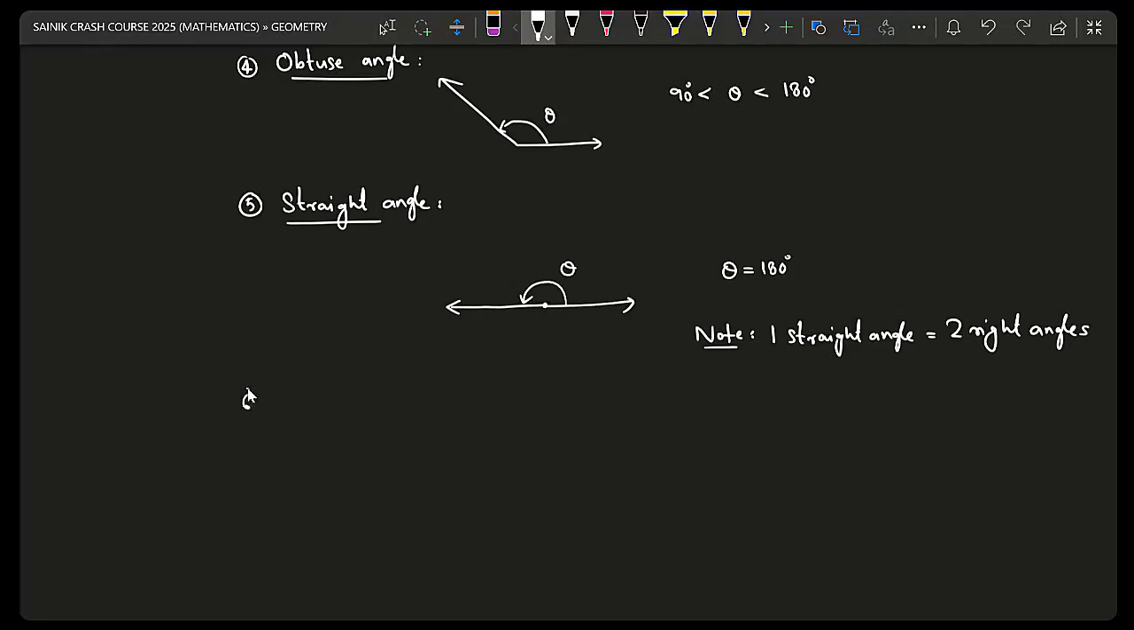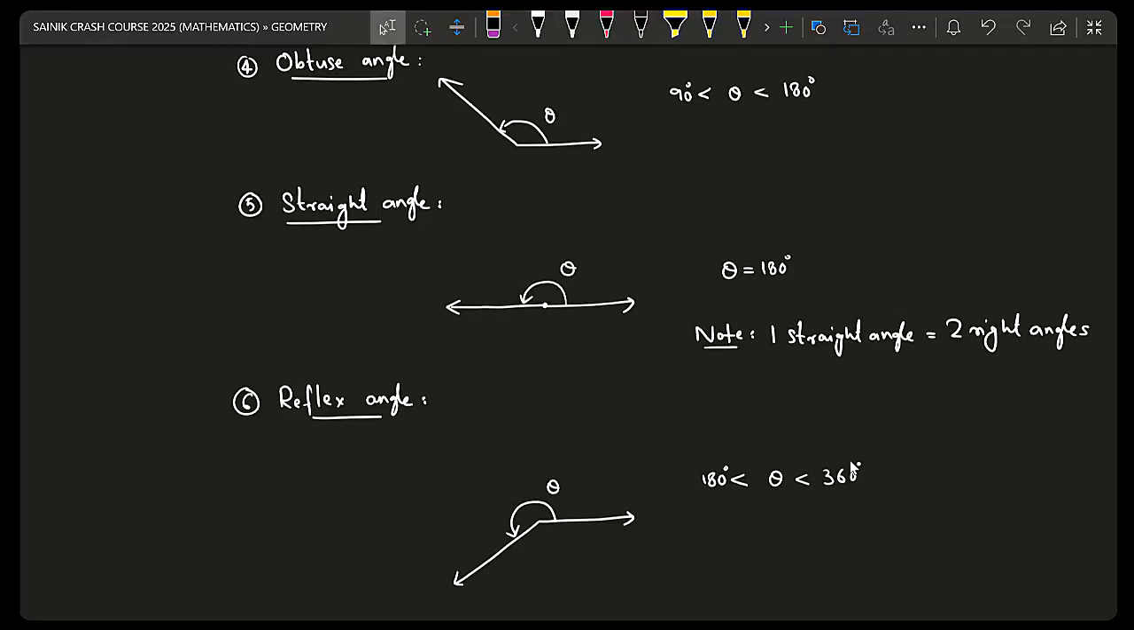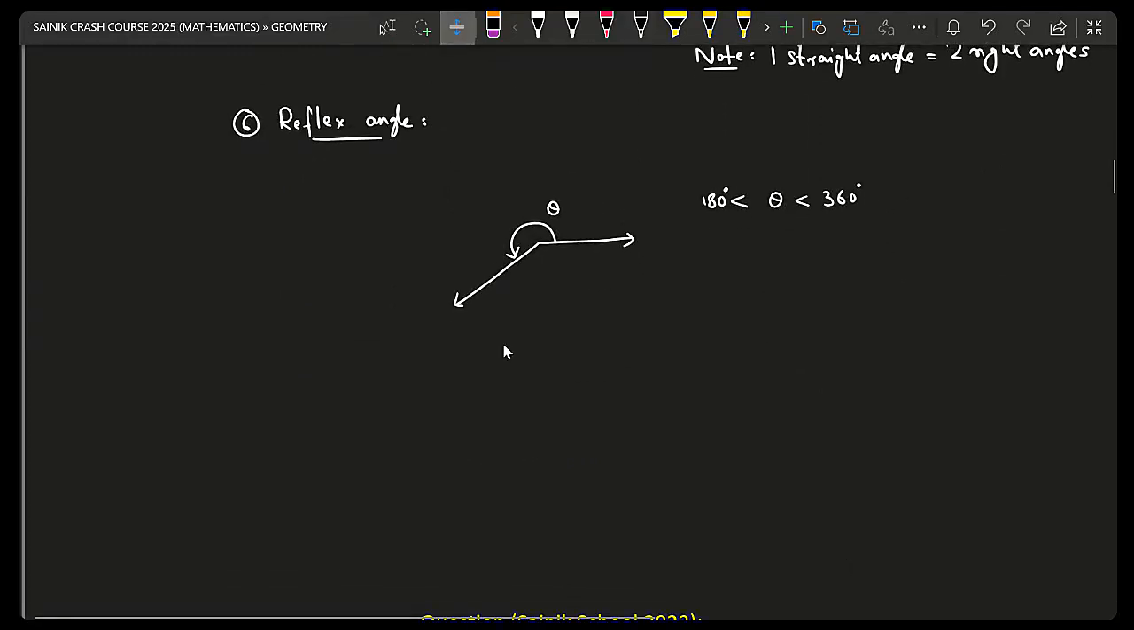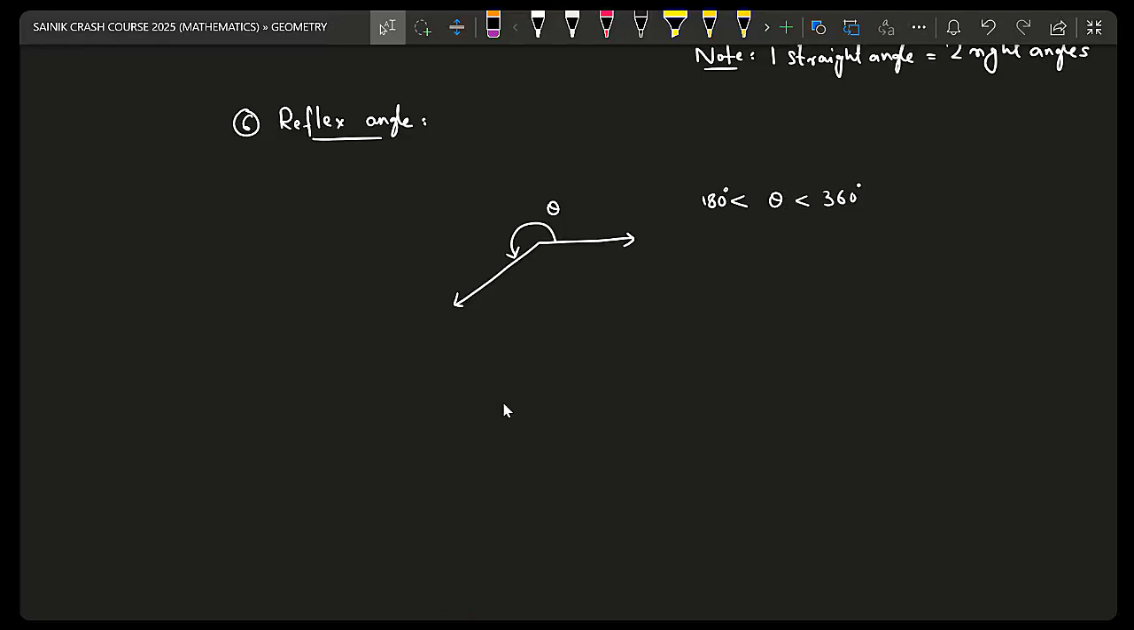And the sixth type of angle is the reflex angle. What is a reflex angle? Here is the initial arm and here is the terminal arm. As you can see, the amount of rotation crossed even the straight angle. That means any angle theta, if it is more than 180 degrees but less than 360 degrees, is called a reflex angle. Examples: 200 degrees, 300 degrees, 359 degrees. Any angle between 180 and 360, we call a reflex angle.